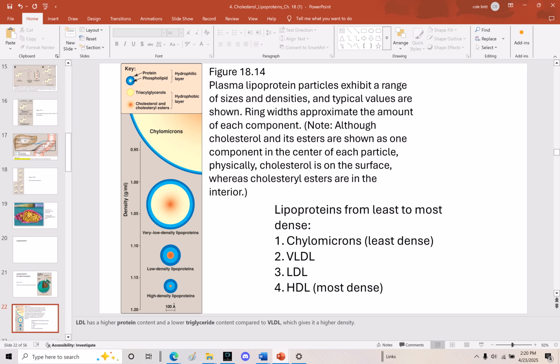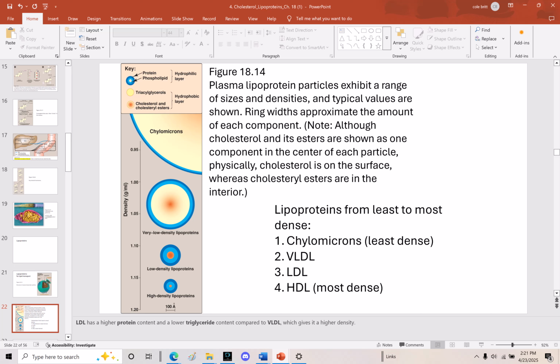But I do want you to know the density. Chylomicrons are the least dense, and you can see in the picture here, they're really big. This is just part of it. They're the least dense, essentially they're just full of triglycerides. The higher number of triglycerides they have, the less dense they are, and the more likely they're going to float.